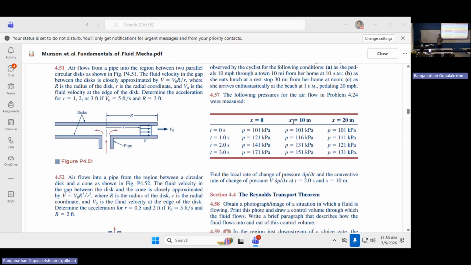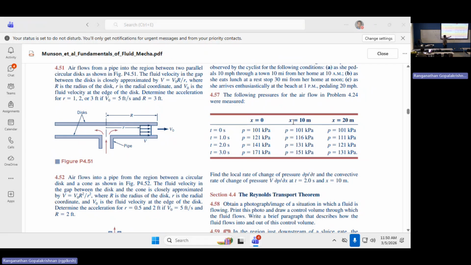So don't get too lost in your number crunching. What you should be able to do is look at a table of data or a graph of data and understand the trend quickly. If you sweep your eye from left to right from 0 meters to 20 meters, there is a drop of 10 kilopascal for every 10 meters. So you don't have to be a genius to write this down. Partial P over partial X is 1 kilopascal per meter.